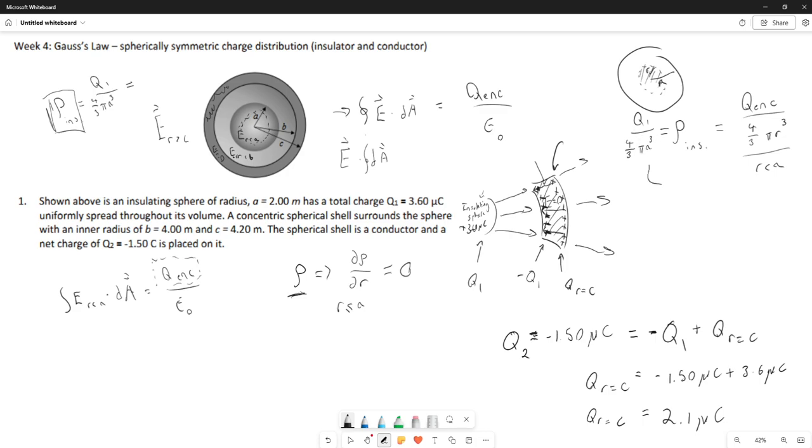And so now we can relate these two to solve for Q enclosed at some general point, right? And so you'll see that pi will cancel on each side. 4/3 will cancel. And you can multiply the r cubed over. And so you'll get Q1 times r over A cubed. And now we can use this here in our Gauss's law for our expression.